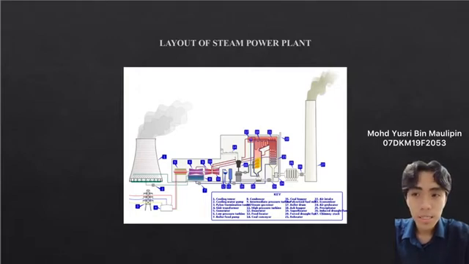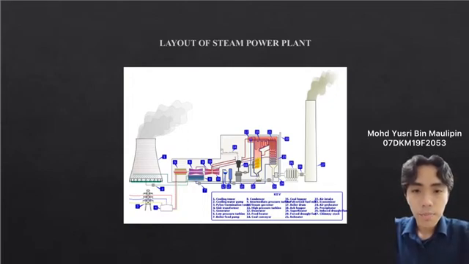The boiler generates steam at high pressure and high temperature. The steam turbine converts the heat energy of steam into mechanical energy. The generator then converts the mechanical energy into electric power.